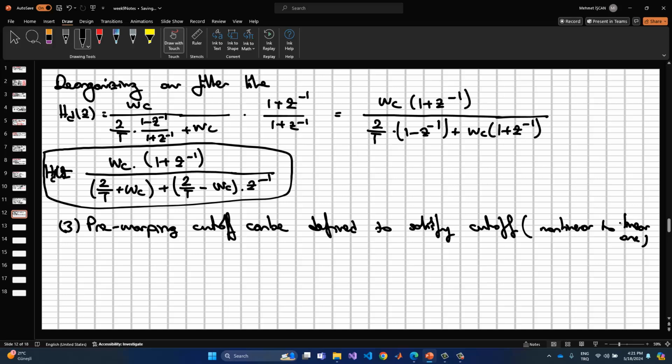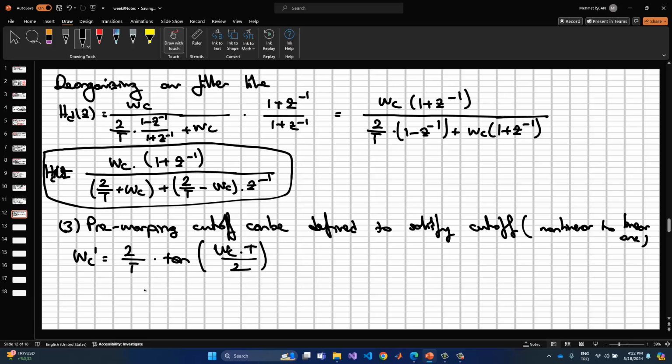form of the linear domain here, and so this can be set with ωc' equals 2 divided by T times tan(ωc T divided by 2). This is the pre-warping cutoff frequency property, and we need to replace ωc with this one, because the linearity of this filter may decrease the performance of the filter.